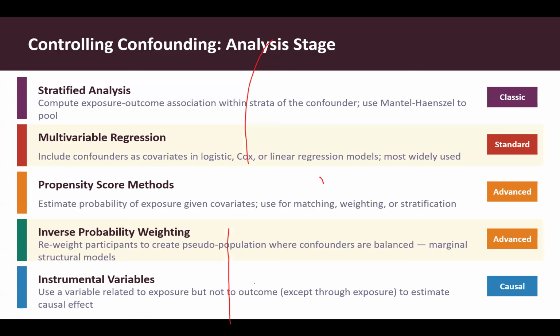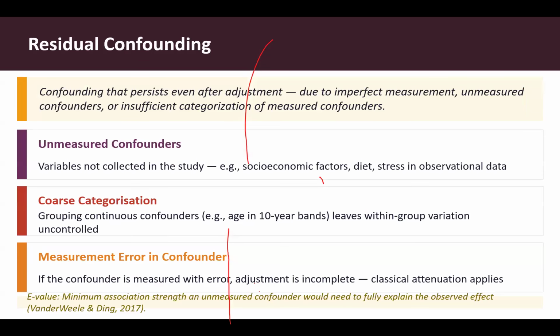For this, we have stratified analysis, which is the classic pathway. Then we have multivariable regression. It is the standard technique to use. It includes confounders as covariates in a logistic, Cox, or linear regression model. It is most widely used. Then there are other methods like propensity score methods, inverse probability weighting, and instrumental variable. These are usually advanced types of statistical analysis, but multivariable regression is the common one.